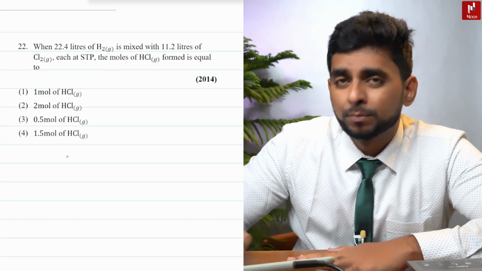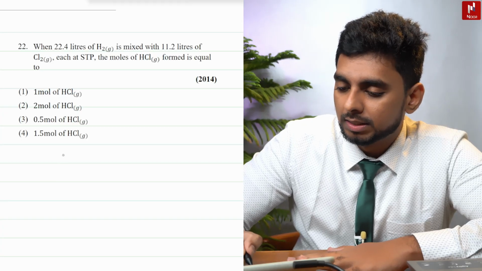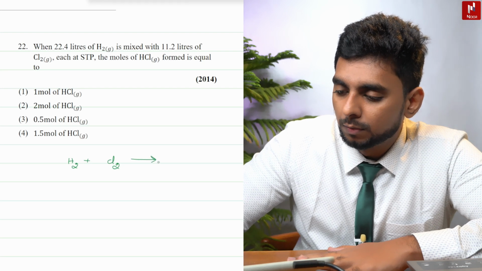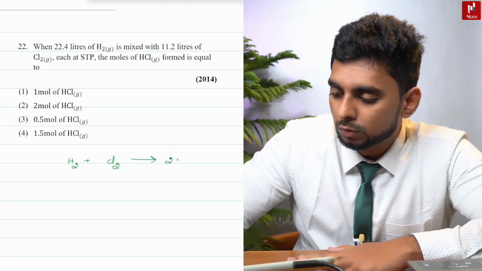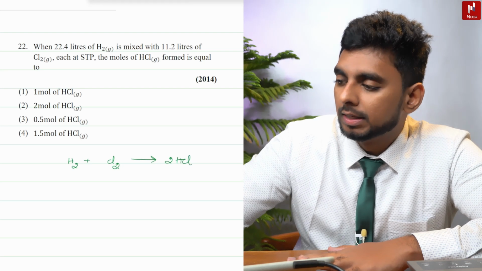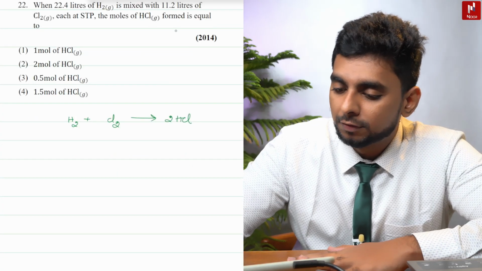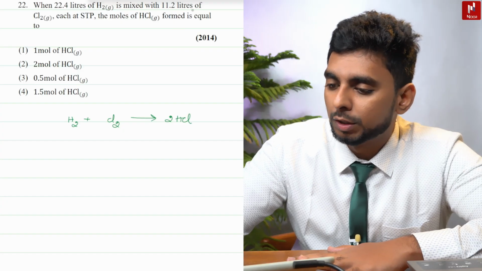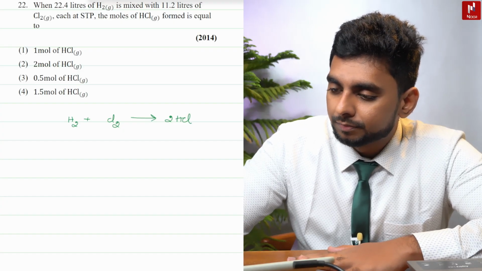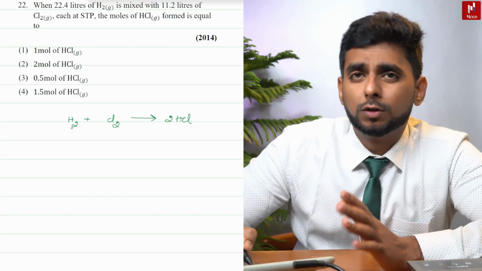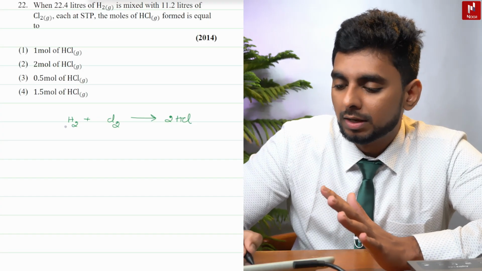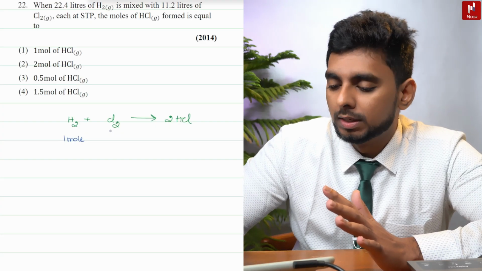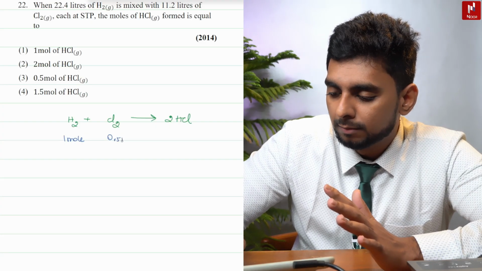First, let me write the balanced chemical equation. Here you have H2 and then Cl2. That will give you 2 moles of HCl, isn't it? 2 moles of HCl has been formed. If this is going to be the case, I'll have to find it with respect to 22.4 liters and then the 11.2 liters. Got it? For the hydrogen, it is 22.4 liters. So in 22.4 liters, you'll have 1 mole of H2 molecule. With the case of chlorine, it's half, 11.2 liters. Therefore, you'll have 0.5 mole.